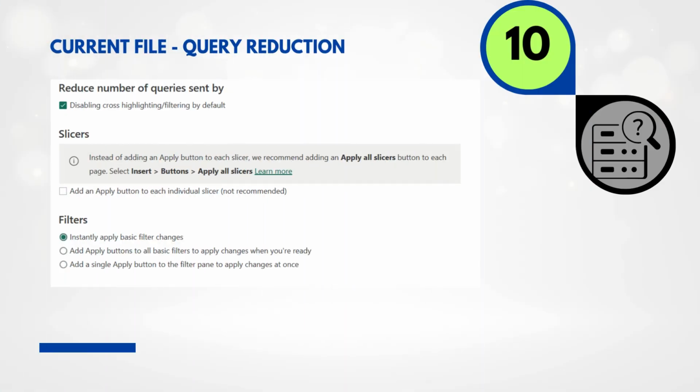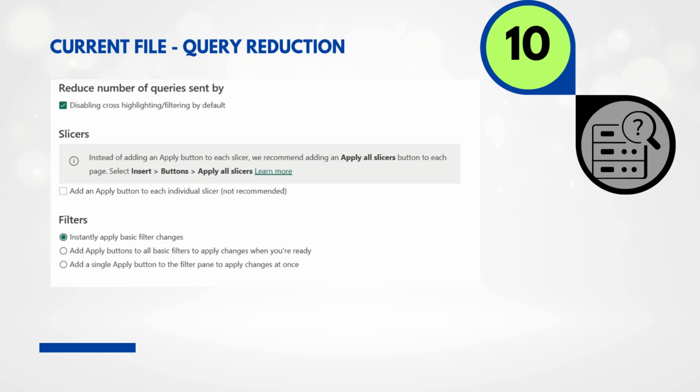Current File Query Reduction. Power BI gives us amazing interactivity: filters, slicers, and visuals that respond instantly. But sometimes, especially with big datasets, that instant response can slow things down. That's where the Query Reduction settings come in. They let you control how much Power BI queries the data behind the scenes so you can balance speed and usability. You will find these options under Options and Settings, Current File, Query Reduction. Let's walk through them one by one.